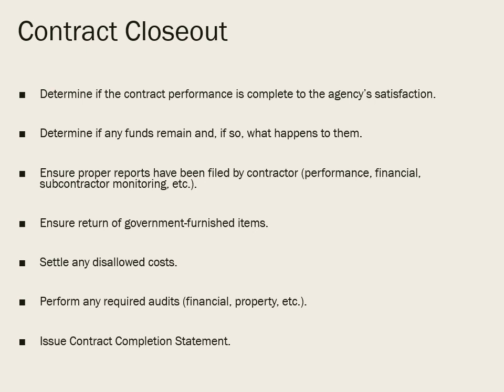Contract closeout. This is the final step in the process. The contracting officer makes sure that everything was done to the agency's satisfaction, all the proper reports were filed, if the government furnished any items, those get returned, does all the final payment, and then the contracting officer issues a contract completion statement, and then both the agency and the contractor keep those records, usually for 7 years. So that is the end of the acquisition process. That is the final life of the procurement cycle.